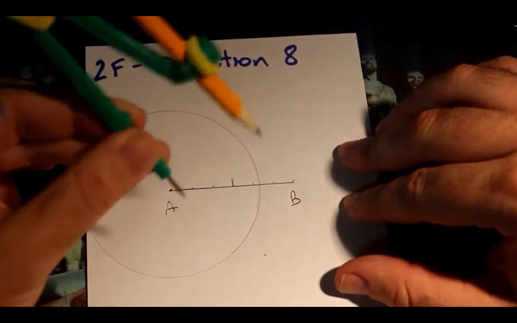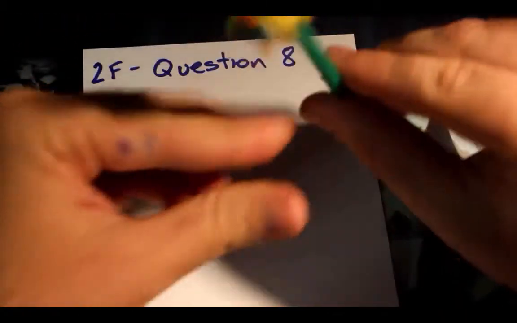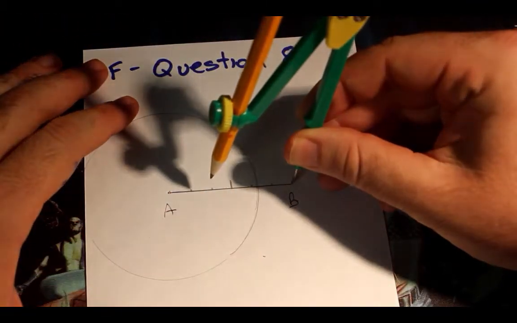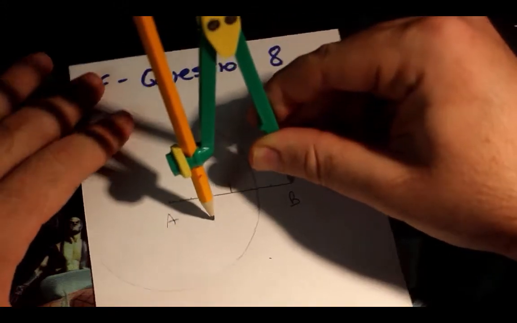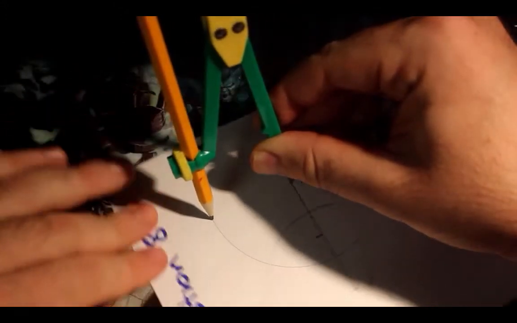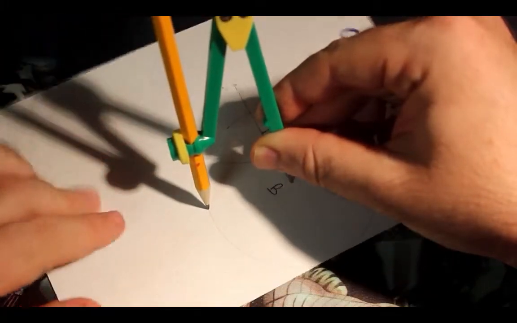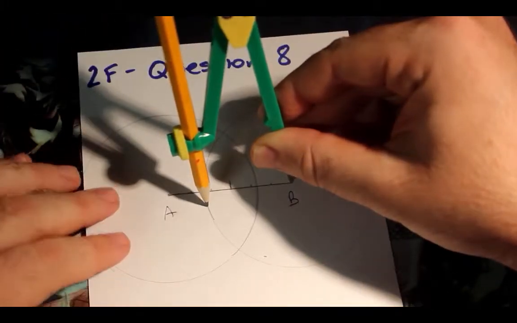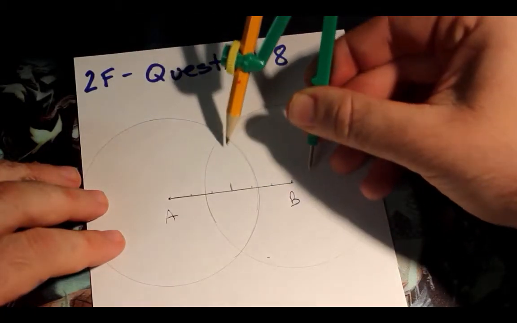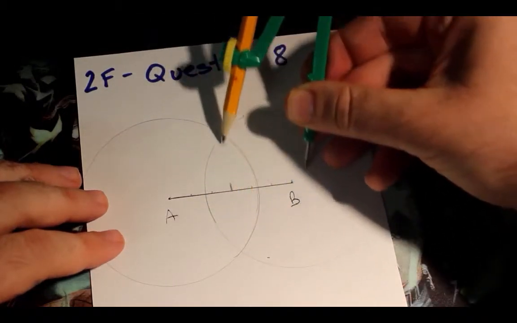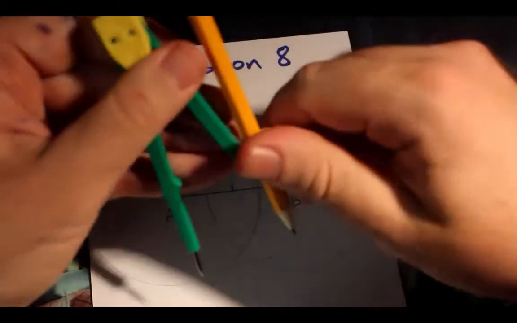Now what's going to be important is that I keep this radius exactly the same. So I just switch to my other hand, put the point in the other end, and I draw in my other circle. Now these two circles are exactly the same size, which means that where they cross above and below the line, you might see that it starts to line up halfway between.